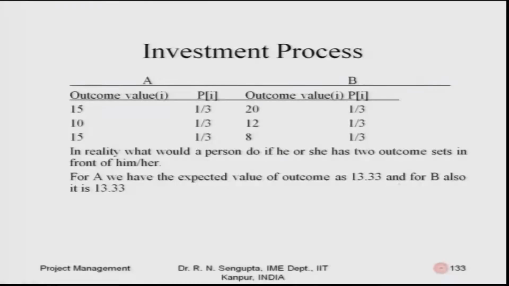So the values 15, 10, 15, 20, 12, 8 are those net worth values, not the 100 rupees we are trying to utilize. The corresponding probabilities are given: for 15, 1/3, 10, 1/3, 15, 1/3. Similarly for the second machine or second decision, it is 20, 1/3, 12, 1/3, 8, 1/3. Now, the question may arise: why did I not combine 15, 1/3 and 15, 1/3?